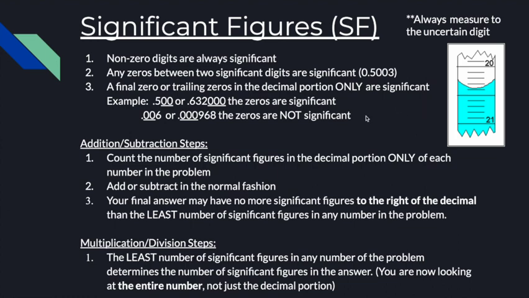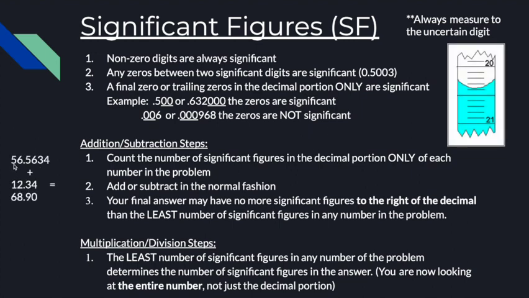Next, we have some addition and subtraction steps. First, you count the number of significant figures in the decimal portion only of each number in the problem. Then you add or subtract in the normal fashion. And finally, your final answer may have no more significant figures to the right of the decimal than the least number of significant figures in any number in the problem. Let me show you this with an example.